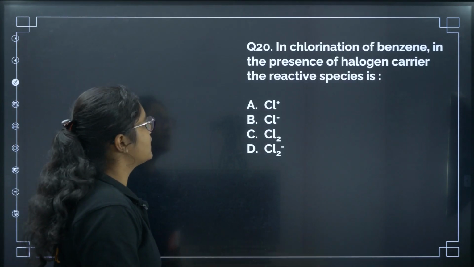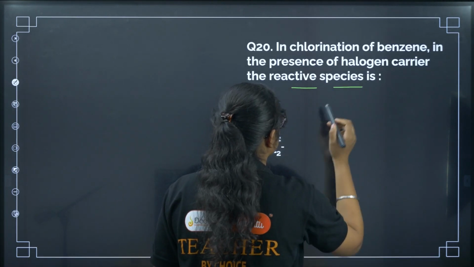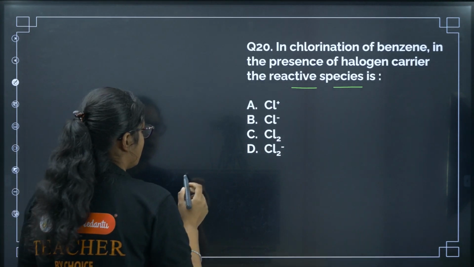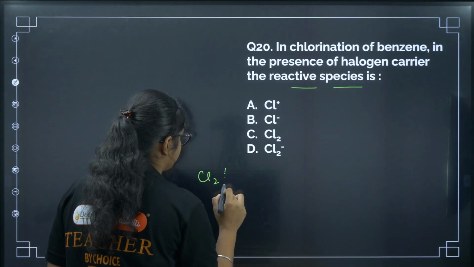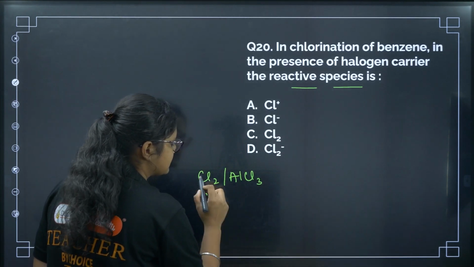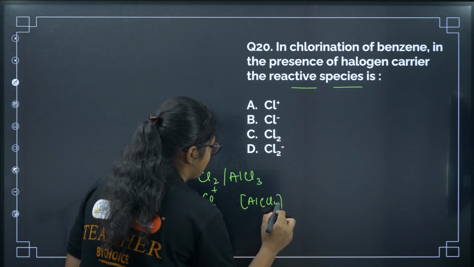Now next question, in the chlorination of benzene, in the presence of a halogen carrier, the reactive species is. So when you have chlorination of benzene, for example, you take Cl2 in presence of AlCl3. What happens? This AlCl3, a Lewis acid, accepts a chlorine and we get AlCl4 minus.